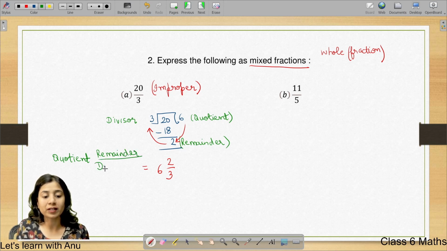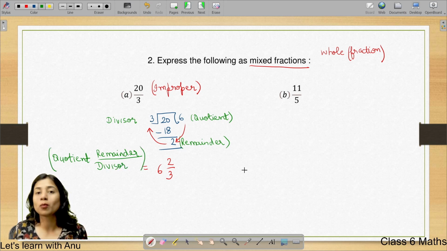I hope everyone is clear about it. Let's solve one more question for more clarity. B part is 11 by 5. So we are going to divide. 11 is the dividend, 5 is the divisor.